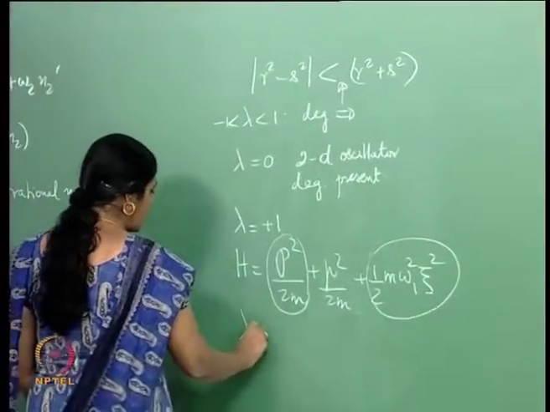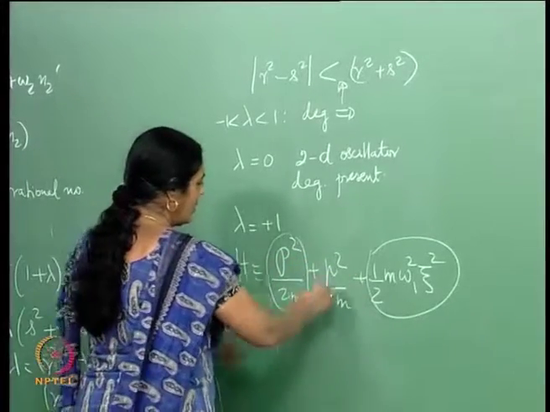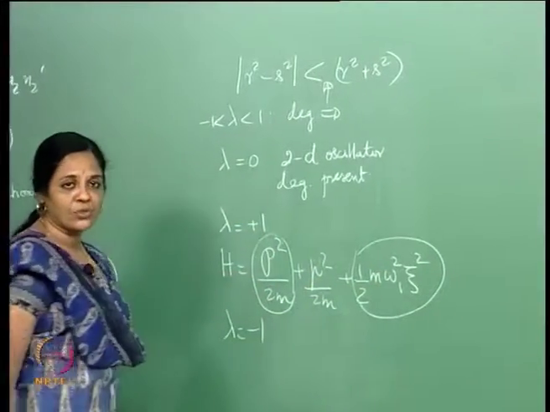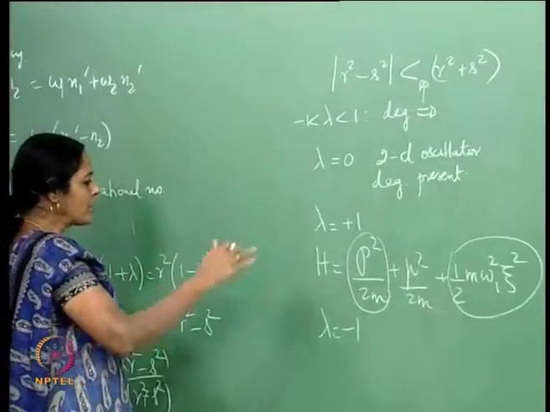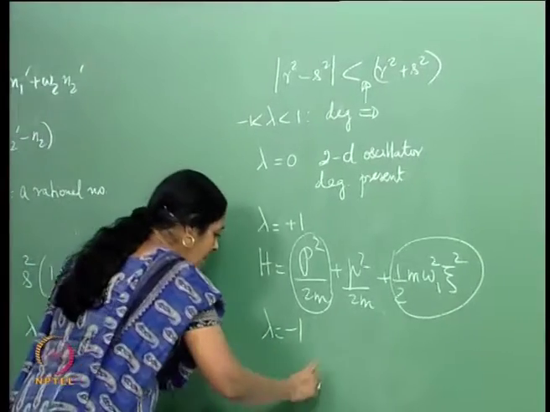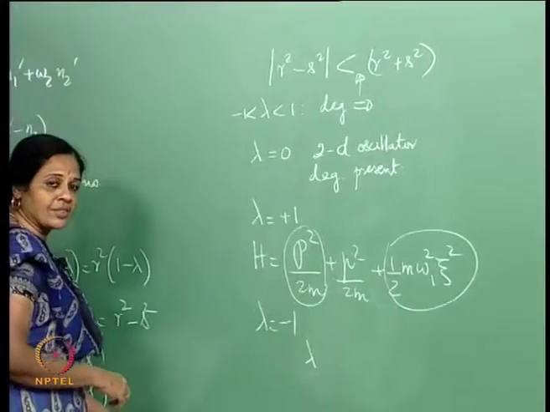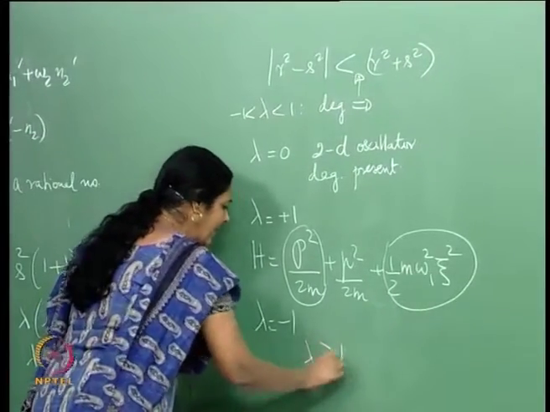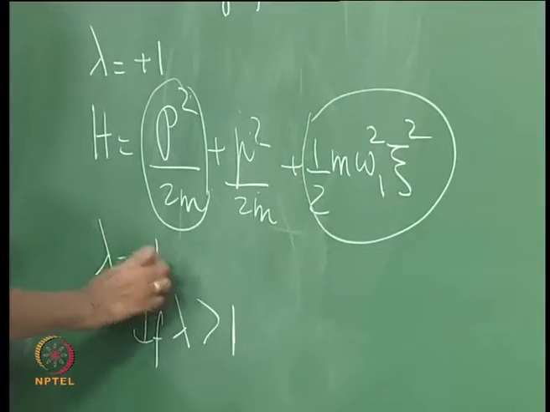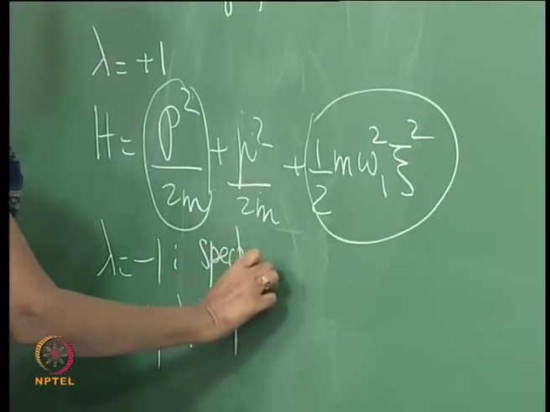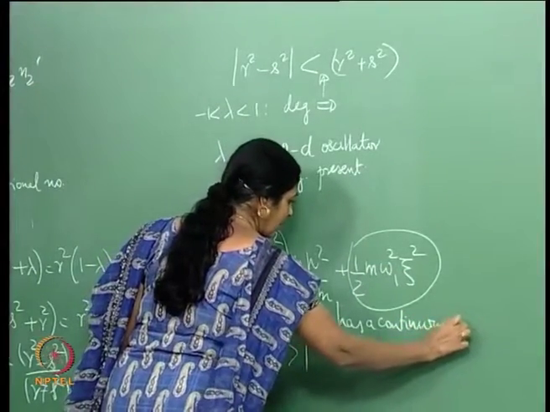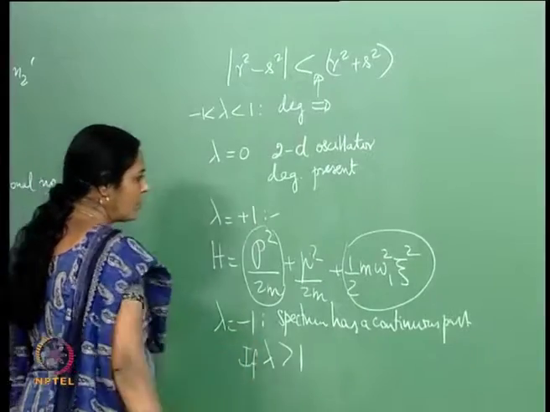So, the same thing happens when lambda is equal to minus 1. You will have the other oscillator. You have little p squared by 2m plus half m omega 2 squared eta squared plus capital P squared by 2m. So, the spectrum really has a part which is continuous energy spectrum. Okay. Now, what happens when lambda is outside the range? Let us imagine that lambda is greater than 1. If lambda equals minus 1, again the spectrum has a continuous part. Same here.